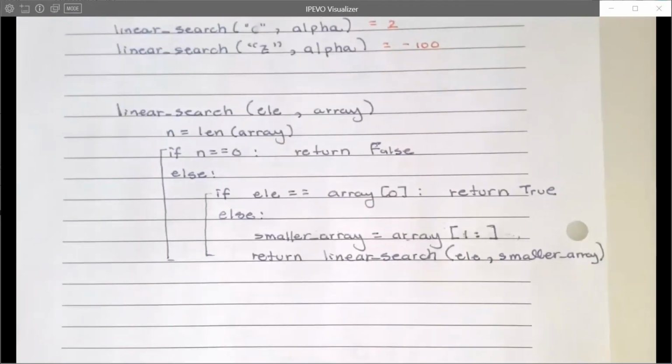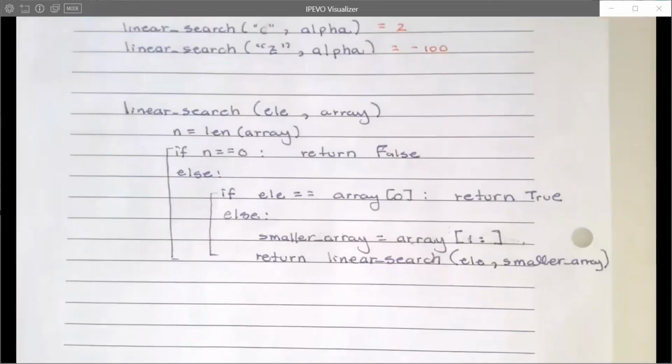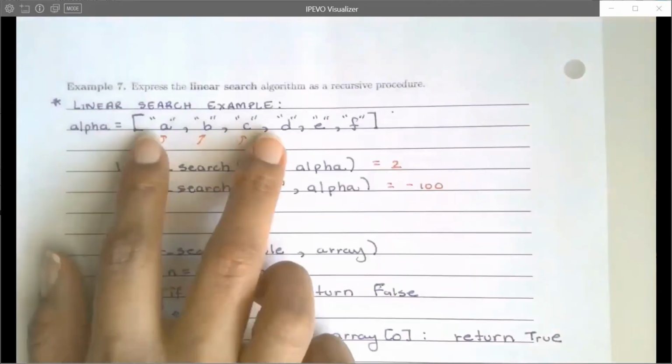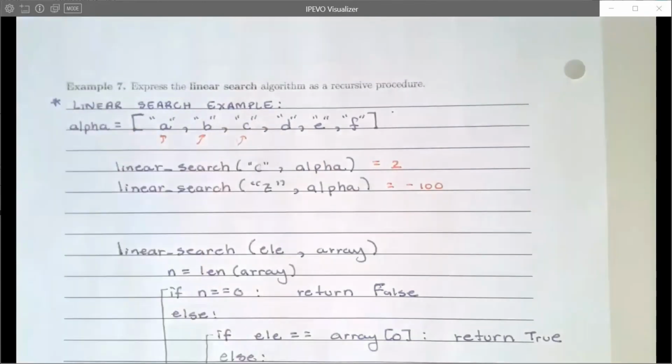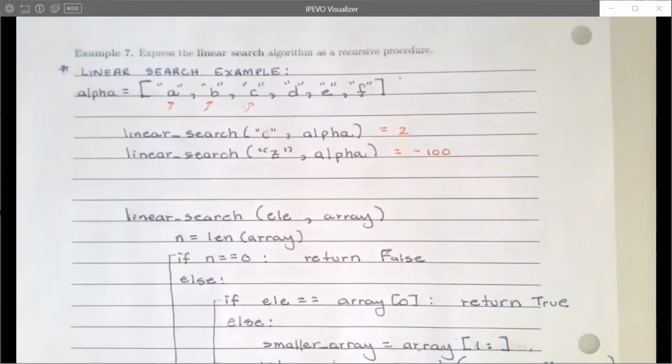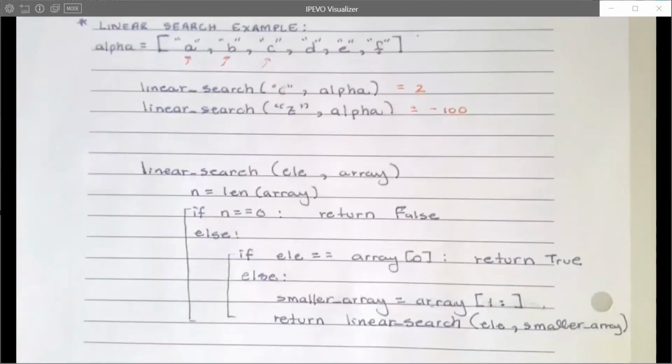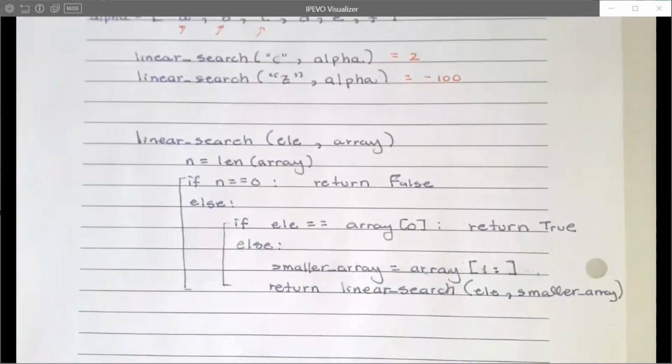I encourage you to create a trace-through. I won't do it just so that this video doesn't become incredibly long, but do try: create a small array, maybe even like A, B, C, and check what happens when you try to look for A or when you try to look for Z, which would not be in the array.